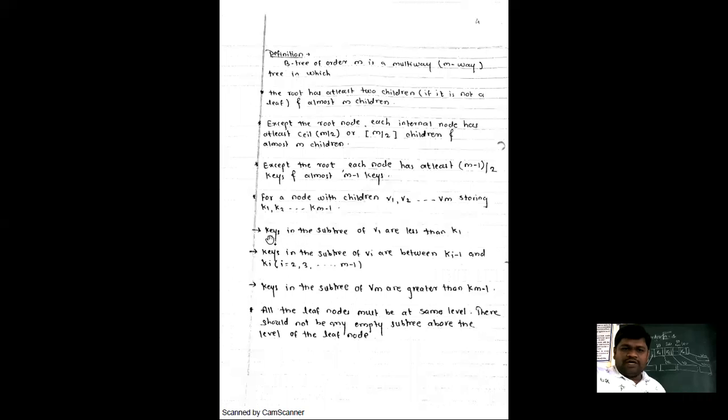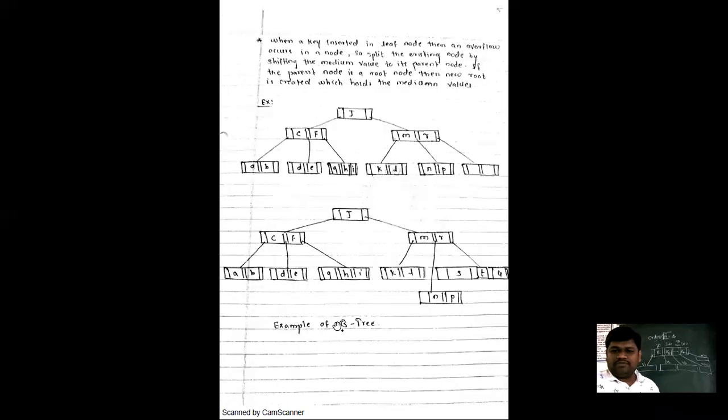Now the same rule is given here. Keys in the subtree of V1 are less than K1, and keys in the subtree of Vi are between K i minus 1 and Ki. Here the value of i is given. Keys in the subtree of Vm are greater than K m minus 1. So the same rules are given here. All the leaf nodes must be at the same level, and there should not be any empty subtree above the level of the leaf node, right?